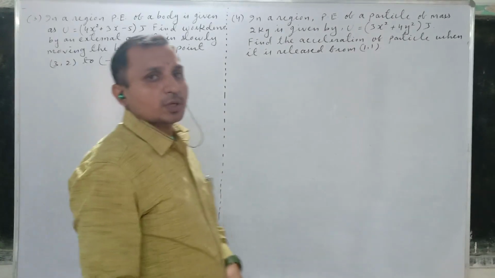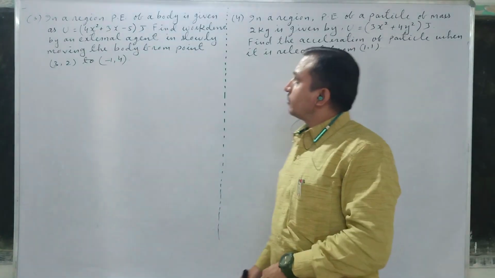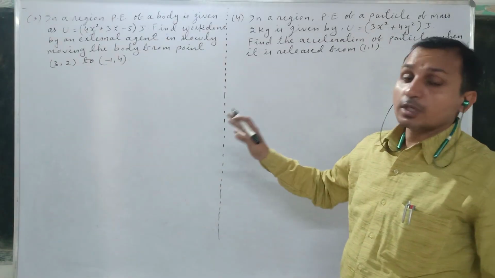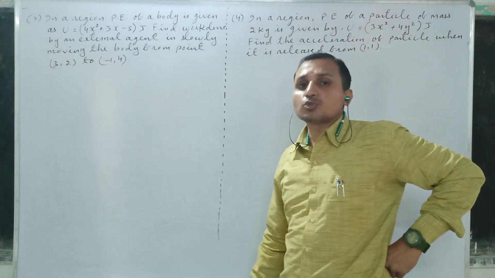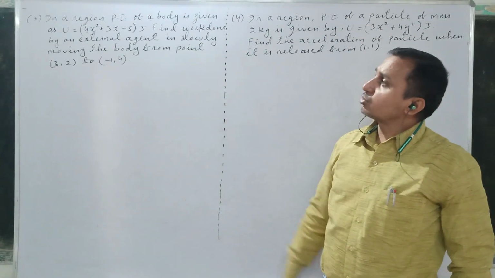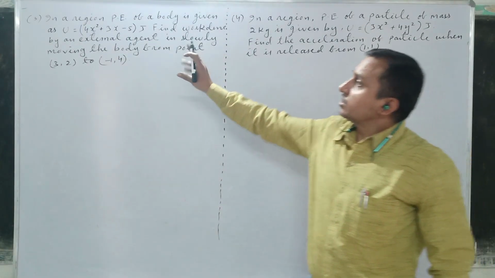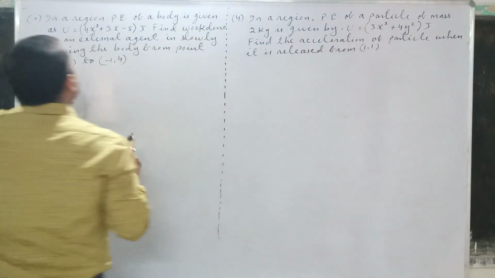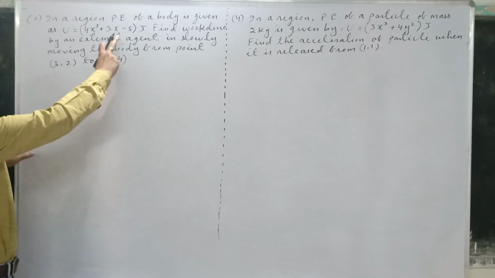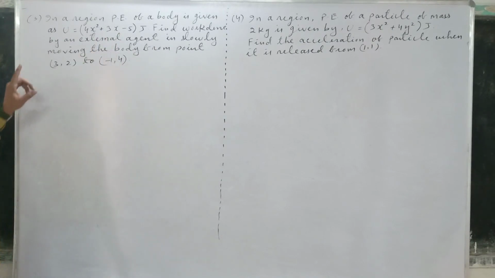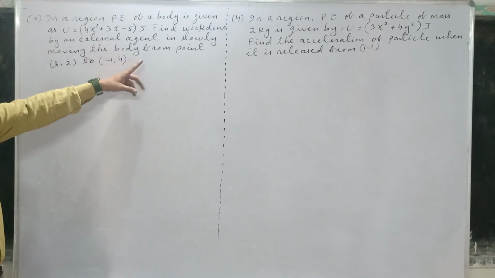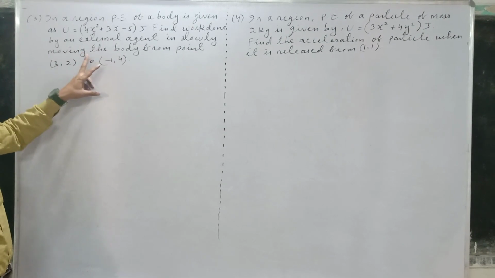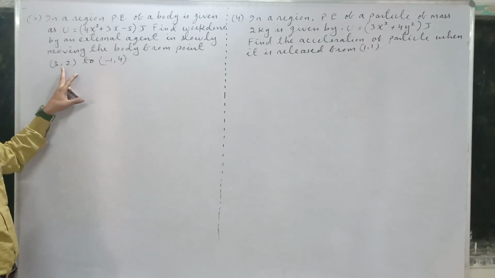Okay. In the last class we have done some questions. Today also we have to do some questions. Suppose this is one question that is given. In a region, the potential energy of a body is given as U is equal to 4x square plus 3x minus 5 joule. Find the work done by an external agent in slowly moving the body from point 3,2 to minus 1,4.